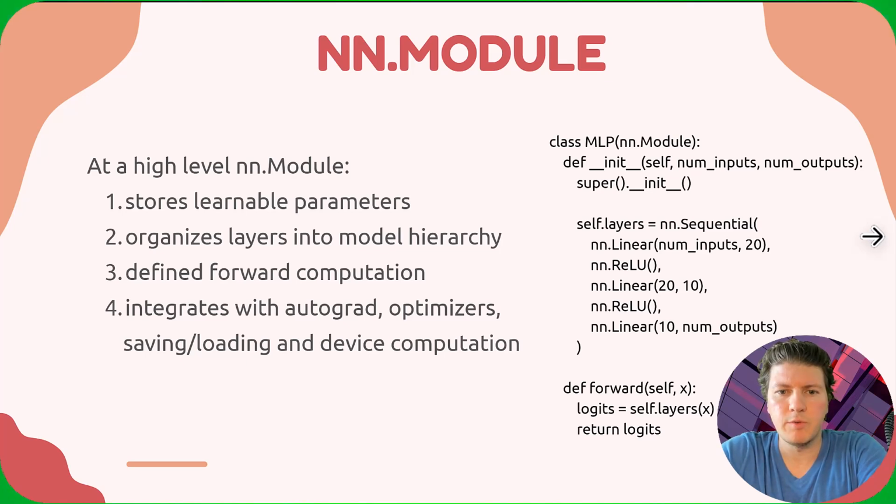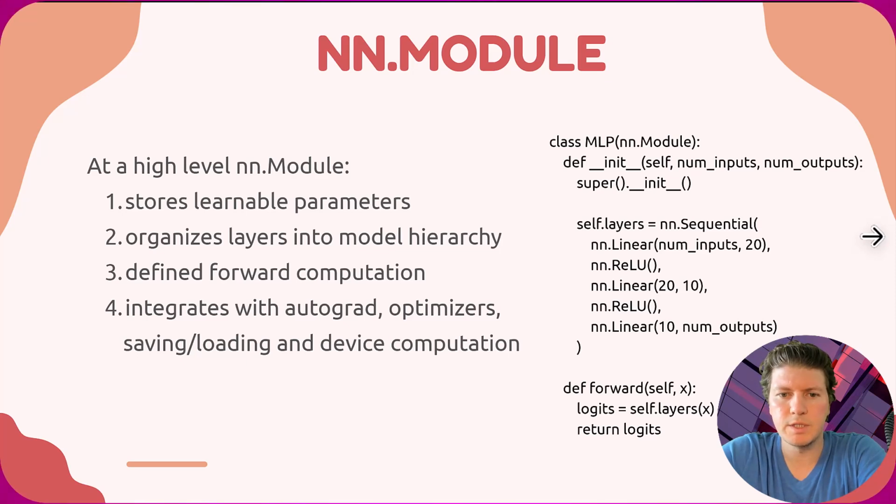Let's look at one of the modules we're going to use today, the nn.Module. This module is used as a base class to define neural networks and model components. At a high level, it stores learnable parameters, weights and biases, organizes layers into a model hierarchy, defines the forward computation, and integrates with autograd, optimizers, saving, loading, and device computation.